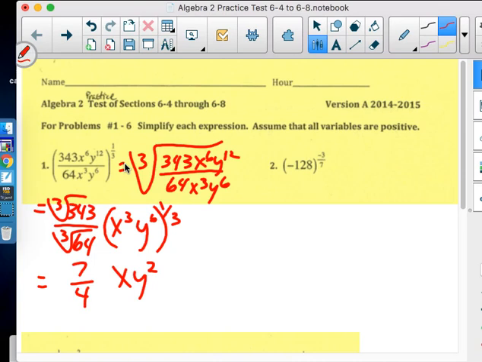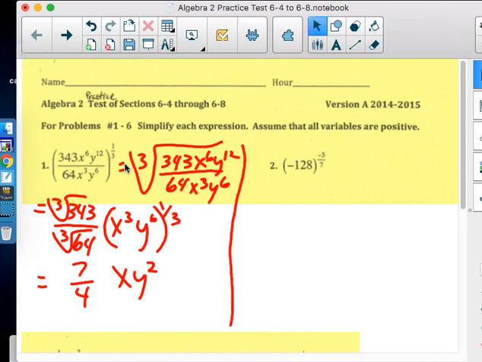Beautiful. So whether or not you want to use cubed root for the whole thing, or you want to go ahead and use what I did here with power to a power being multiply, you're going to get the same answer. You just have to be careful. That's all. Alrighty, so taking a look at number 2, negative 128 to the negative 3/7.